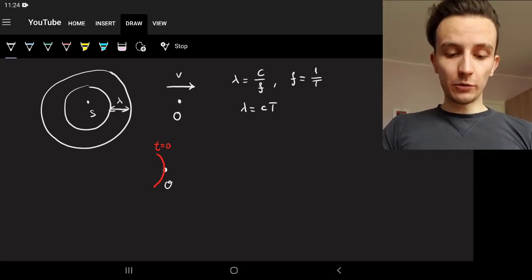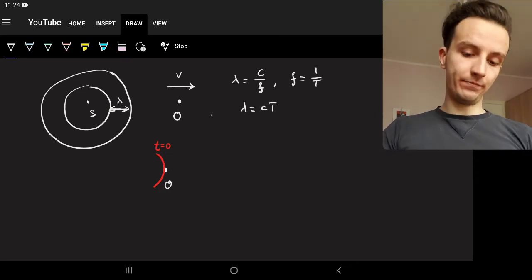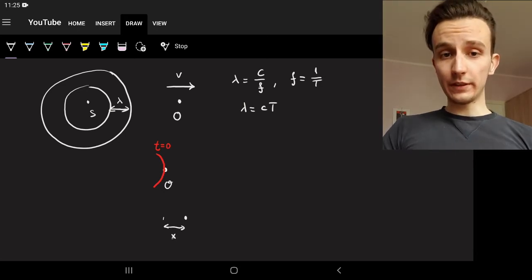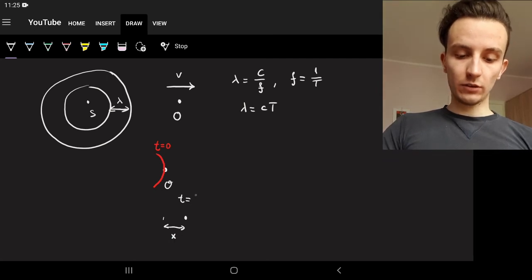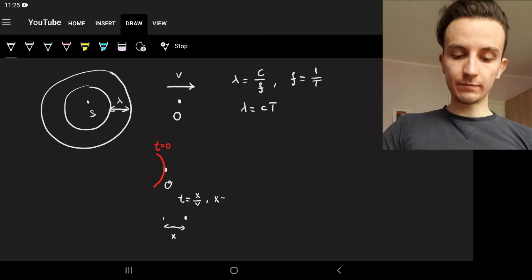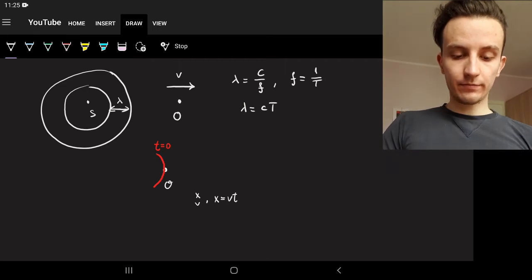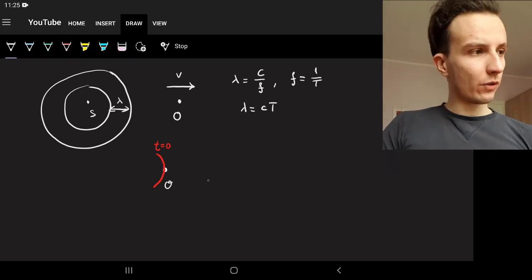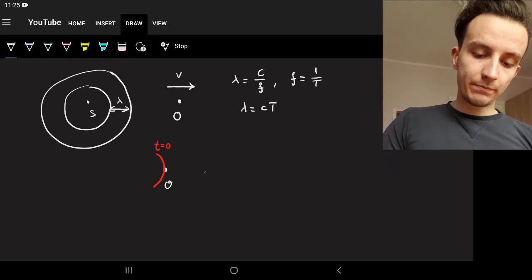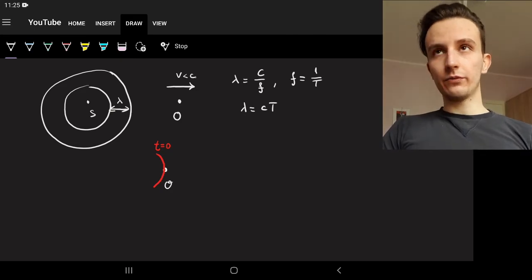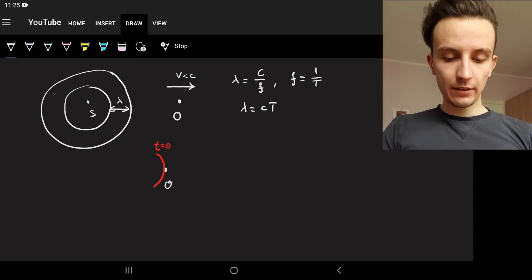So if our observer then starts moving at the velocity v, then after some time, it'll be x away. And we know this time: t equals x over v, or x is equal to vt. So after some time, it will be x units away. And the wave will have also progressed. When the observer moves, we're going to be considering v less than c. Of course, if we didn't have that, then the wave fronts would never reach the observer.